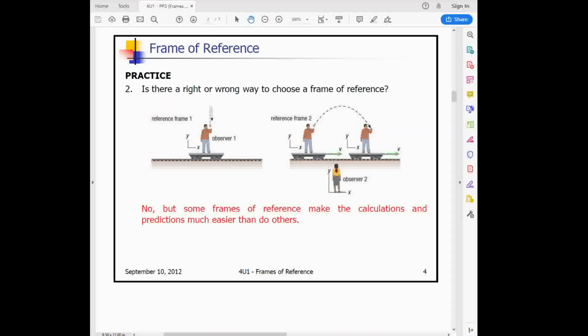So is there a right or wrong way to choose a frame of reference? There is no right or wrong way to choose a frame of reference, but what we do in physics is we typically choose the frame of reference that would make our calculations the easiest. This is a skill you'll learn as you go further on in this course, but I'll try to give you some notes and tips as these lectures go on.